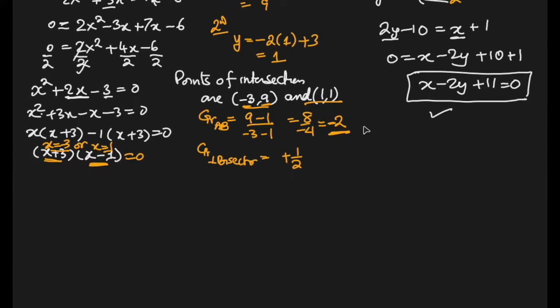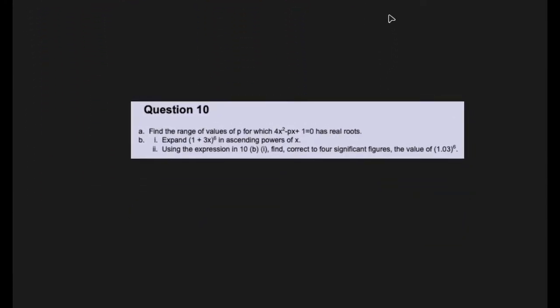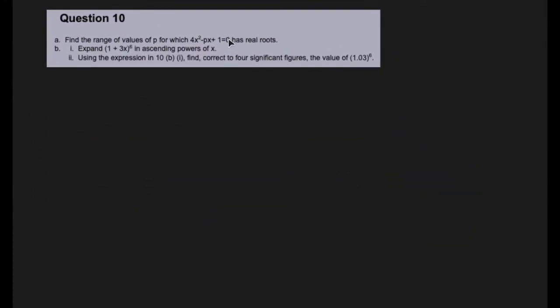Alright, what is in question number 10? Question number 10 says find the range of values of p for which 4x squared minus px plus 1 has real roots. Roots, not root. That means there are 2 real roots, and for 2 real roots, the discriminant b square minus 4ac has to be greater than 0. So I'm going to do it here.